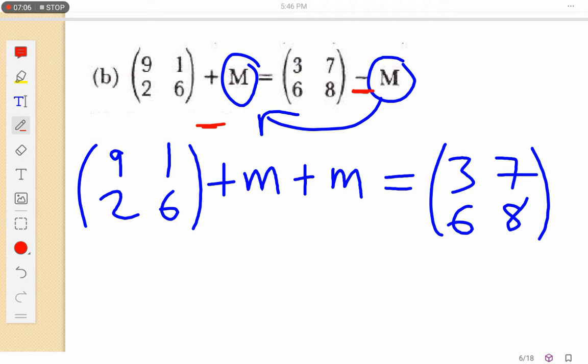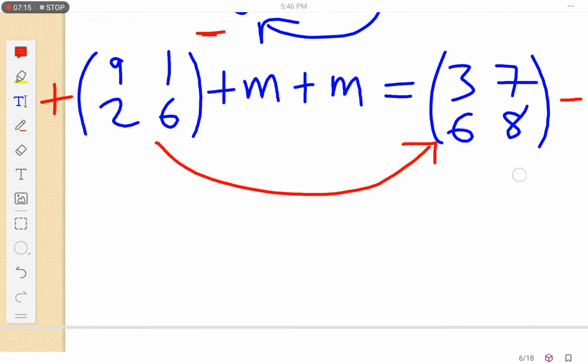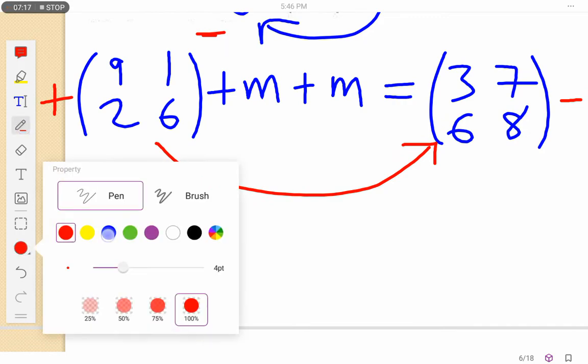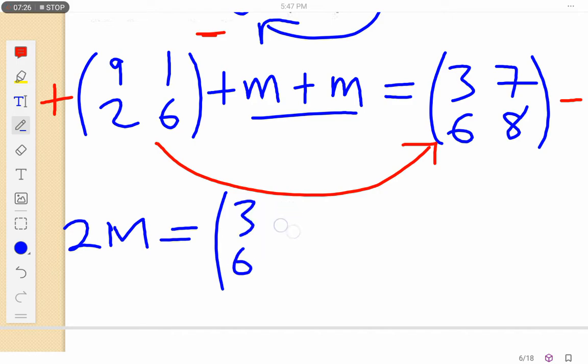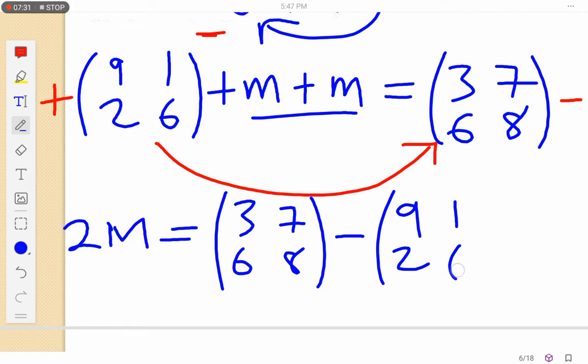Okay, so now I've taken that. I can now even take this matrix that side. This side, it was a positive, so this side is going to be a negative. Let's do that. We will have m plus m, we get 2m there, is now equal to 3, 6, 7, 8 minus 9, 2, 1, 6. Okay, like that. Now let's subtract our matrix, this one minus this one, and so on.